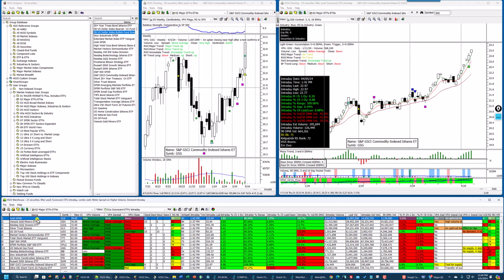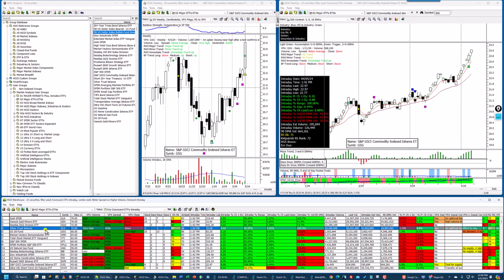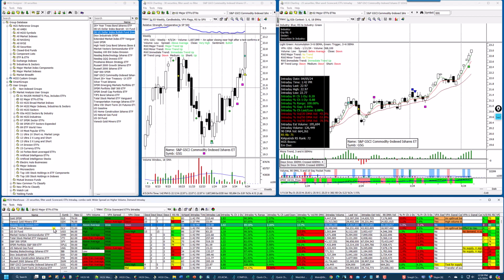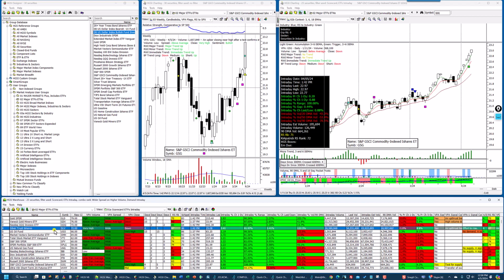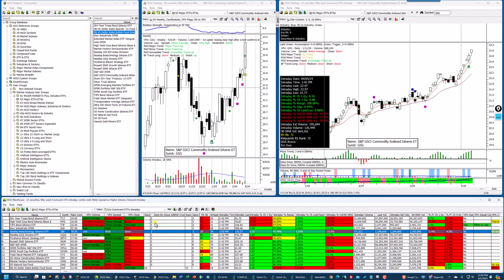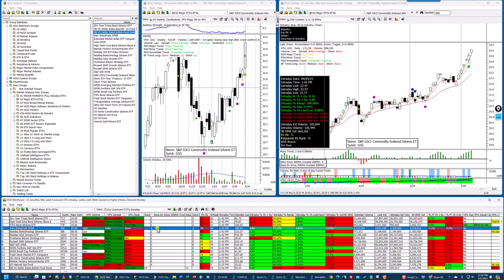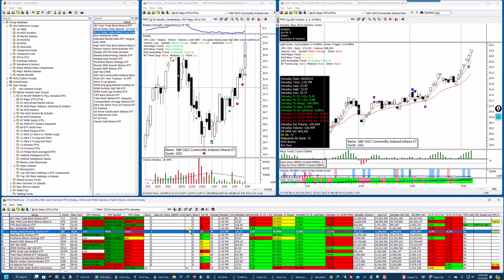The strength is gold miners, QQQ. That's why the futures are up 1.45%, because many of those are stocks that are in the QQQ. Now looking at these columns right here, you can see that there have been pullbacks on several of these ETFs. Bonds, Dow, and the Dow is up today, but it's pulled back 3 days ago.